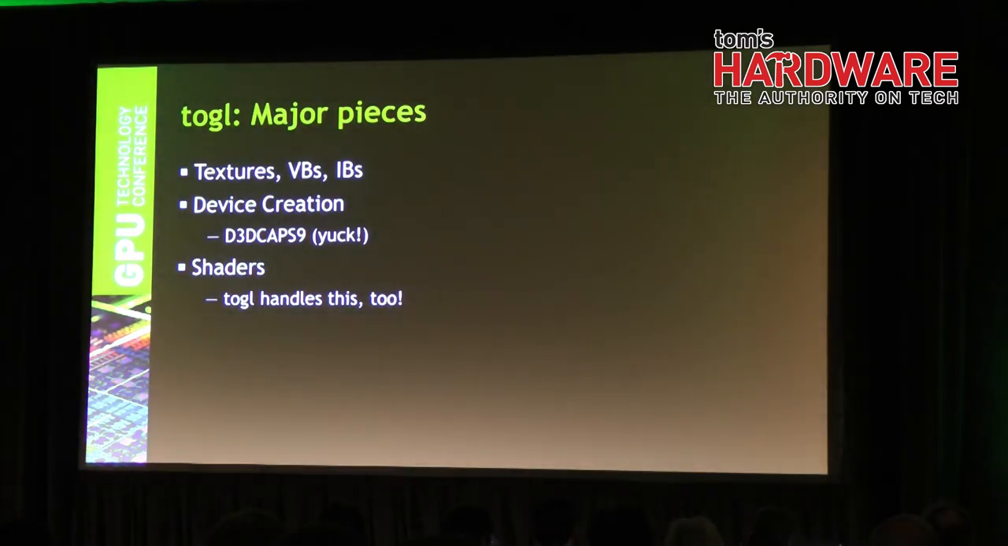So the major pieces that 2GL has to cover: we have to deal with textures, vertex buffers, index buffers. We have to do device creation, and particularly filling out the D3D caps structure. That kind of sucks a lot, and we're not really going to talk about it today, but that problem sucks. And shaders. 2GL actually handles shader translation as well. We'll talk about that.